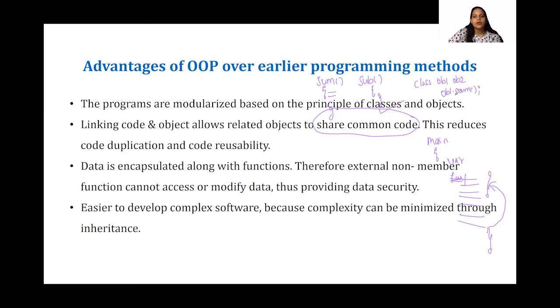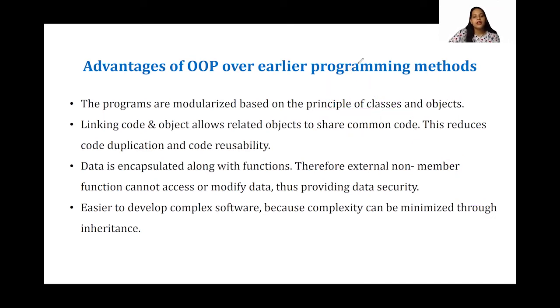Suppose I want to call this function once again for object2 also, then I just need to write this code, that is, using the object name I call that particular function. That's all I need to do. I don't have to write the entire code. So that is a very big advantage here. Linking the code and objects allows related objects to share common code. This reduces code duplication, and code reusability happens here.